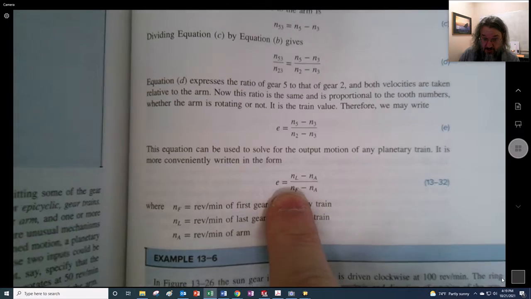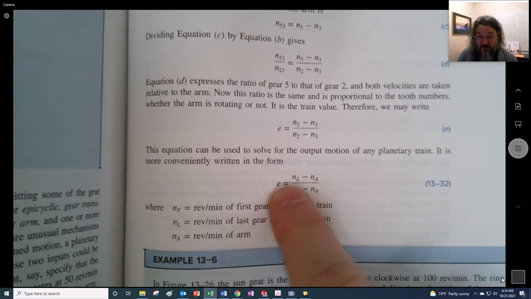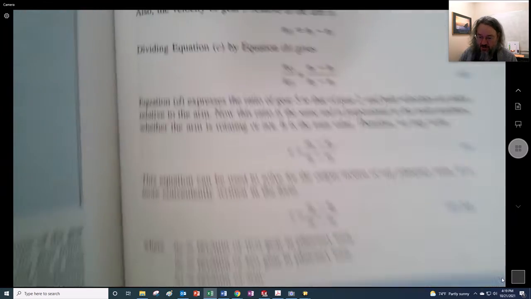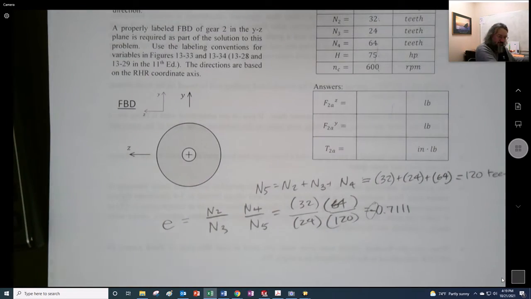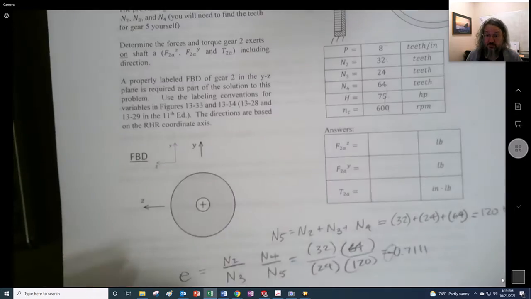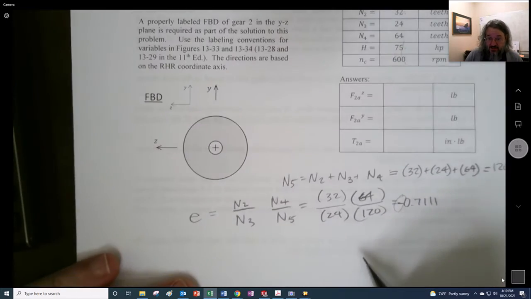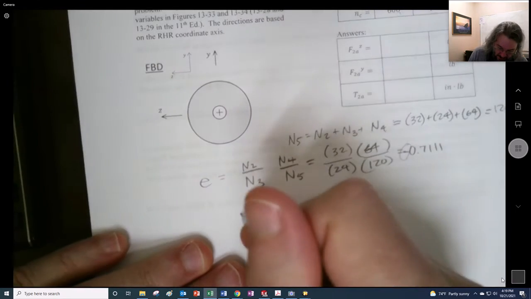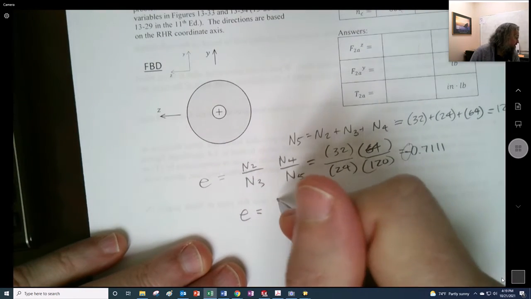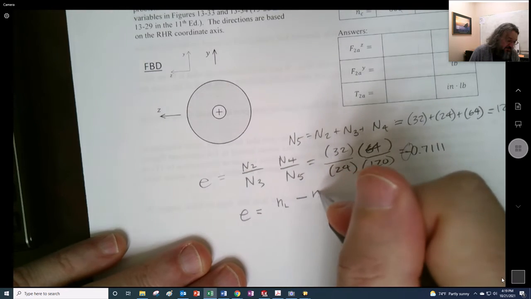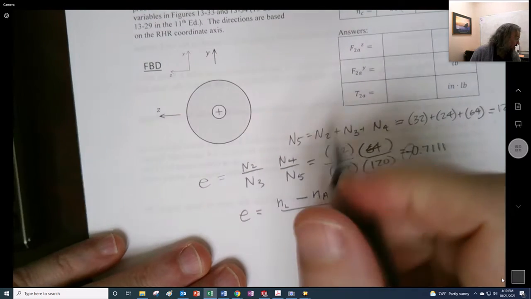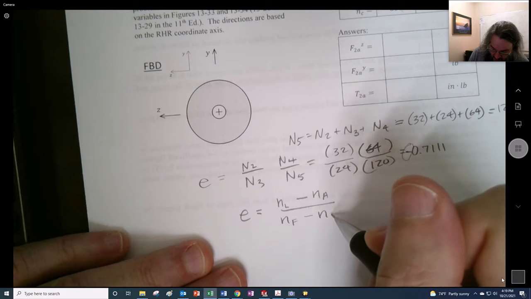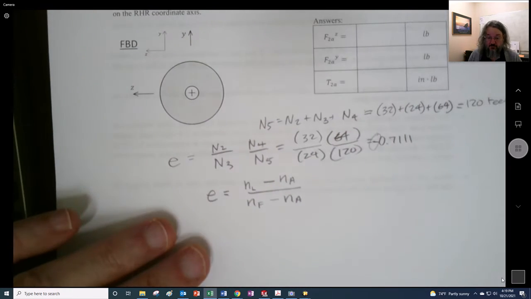So we want to get this guy right here. Now remember that the naming of these, the last and the first, is based entirely on a standard arrangement, not on what you happen to be doing, right? So the first is actually 2, and in our case that's going to be the output. So here's the equation: the RPM of the last minus the RPM of the arm, divided by the RPM of the first minus the RPM of the arm, right?